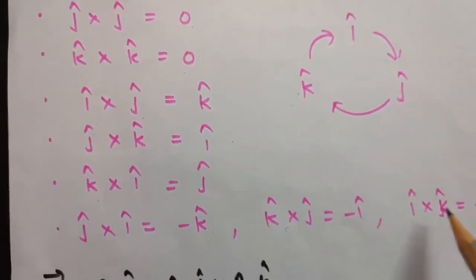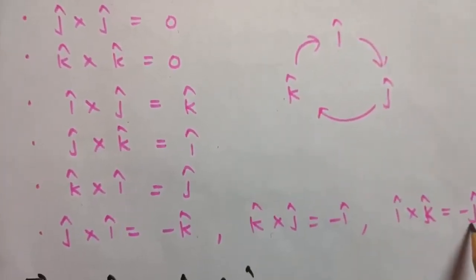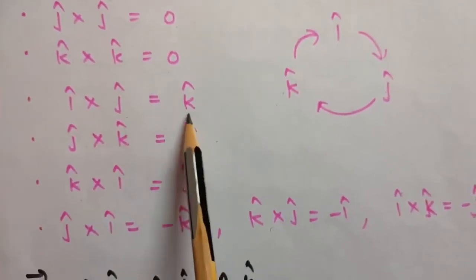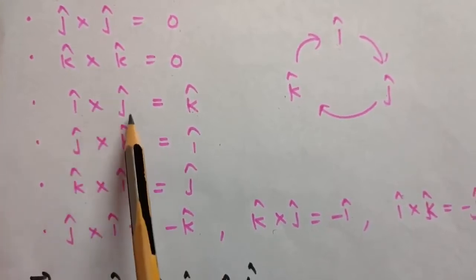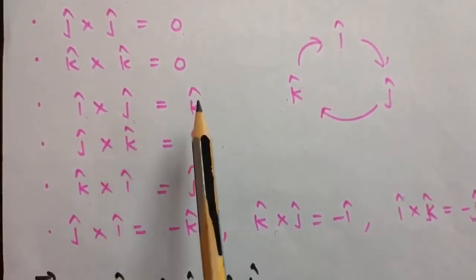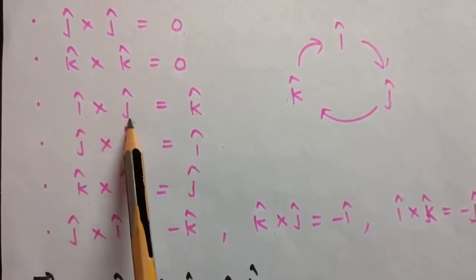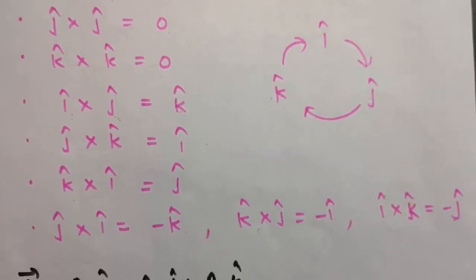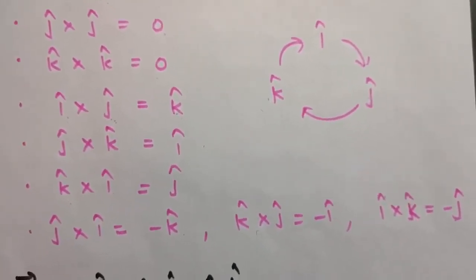And similarly for I cross K, it is also in the opposite direction, so the answer will come to be minus J cap. And as you can see in all of these, K is the Z axis, I is the X axis and J is nothing but the Y axis. That means the answer of the cross product is perpendicular to both the A vector as well as the B vector. You can see in all of these. Okay, so this is how to calculate the cross product of I cap, j cap and k cap.